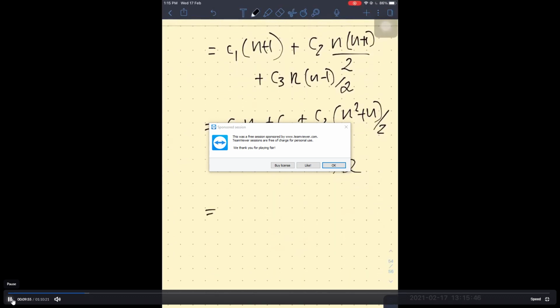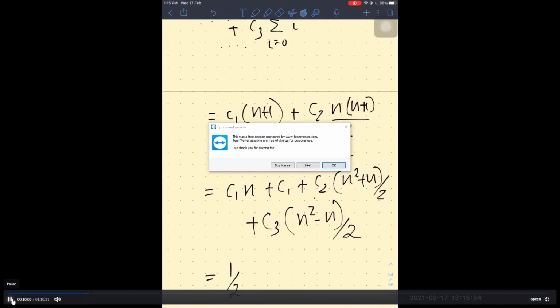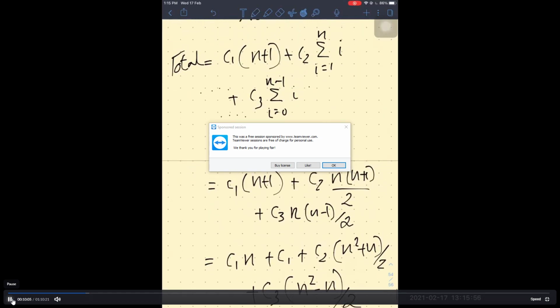I have a question. How did you solve for the summation? Instead of having the summation of i, you ended up having n times n plus 1. Yeah, this is the formula that we discussed in the first class. Okay, thank you.